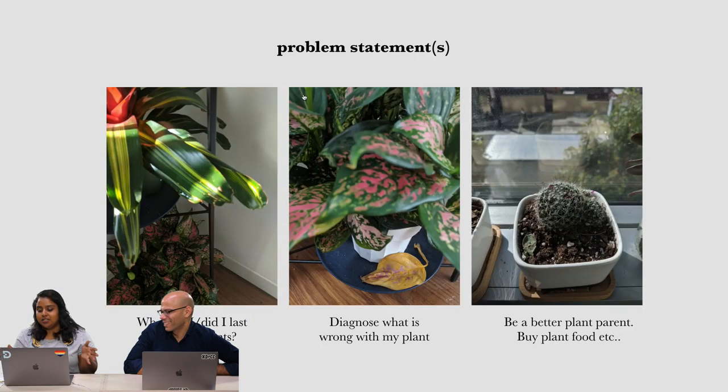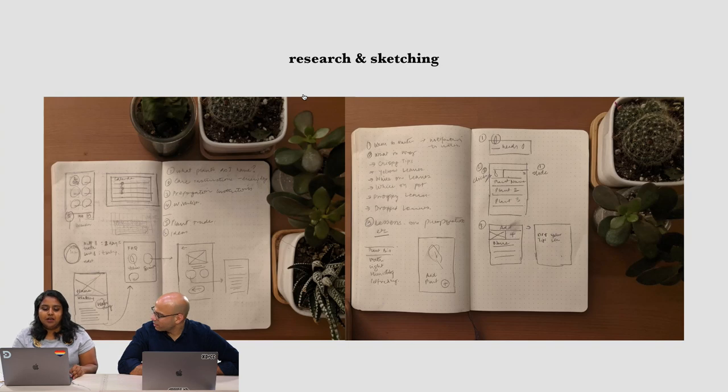So I wanted to define how exactly I would think this app would work for me: when should I be watering my plants, diagnose what is wrong with my plant, and lastly, how I can be a better plant parent. So it's kind of a plant nursing, caring app.